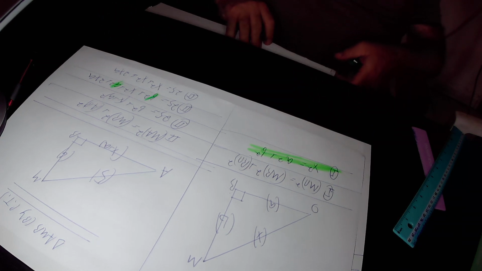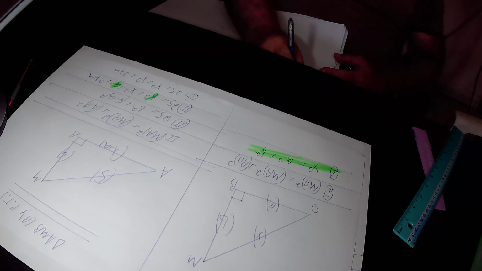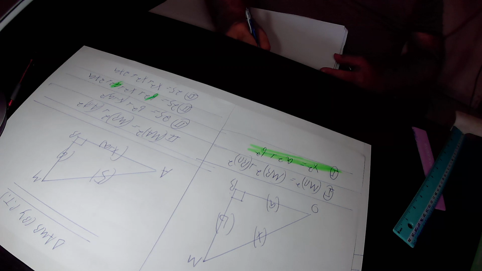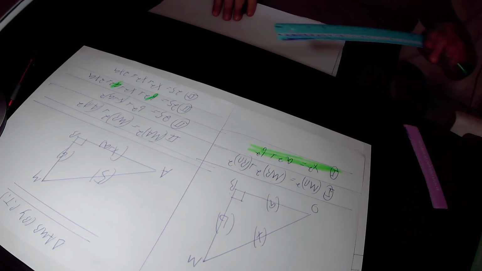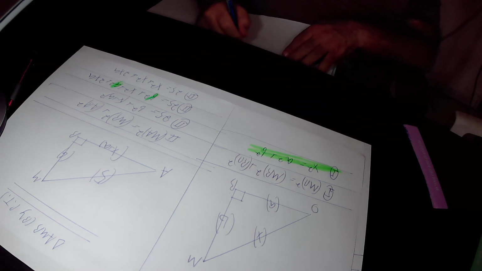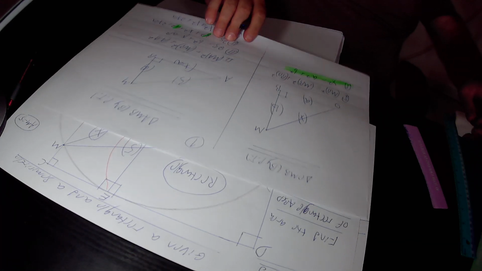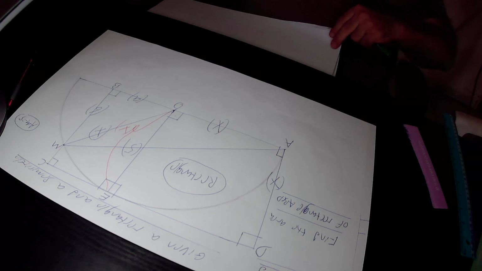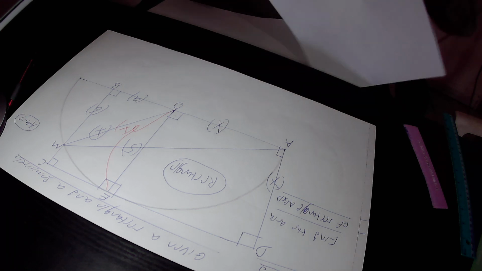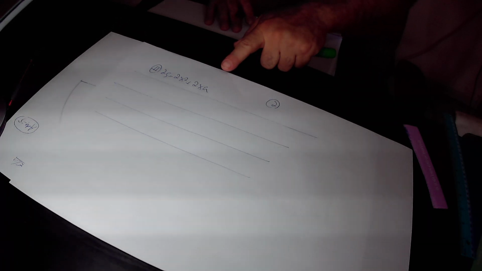So in total we find that according to equation 2, 25 equals x squared plus x squared, which is 2x squared, plus 2xa. Repeating again, we found that according to equation 2, 25 equals 2x squared plus 2xa.